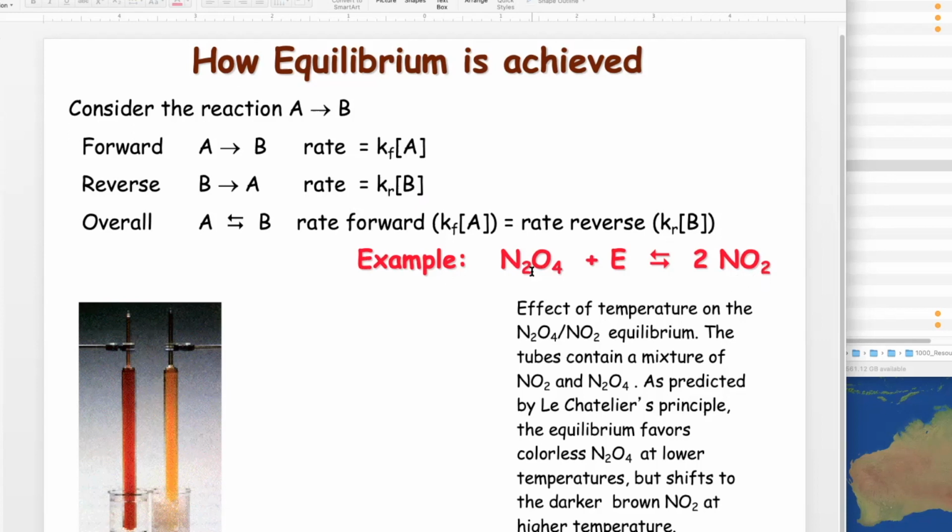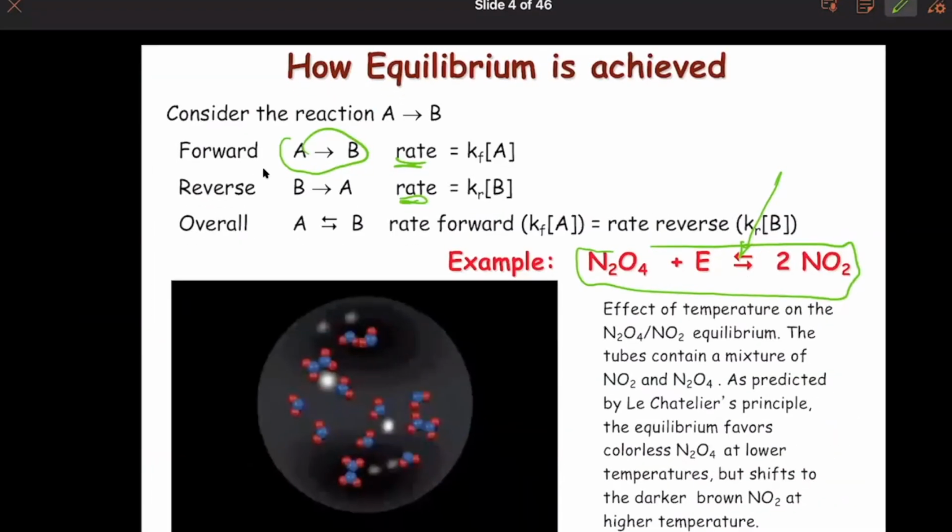it'll form N2O4. So that's why you see this beaker. One is in warm water, the other one is in cold water. What you're doing is controlling which direction this reaction is proceeding, either more product or more reactant. That's based on Le Chatelier's principle, which is what we're going to be talking about in this particular section. Okay, let me go ahead and move on from here.